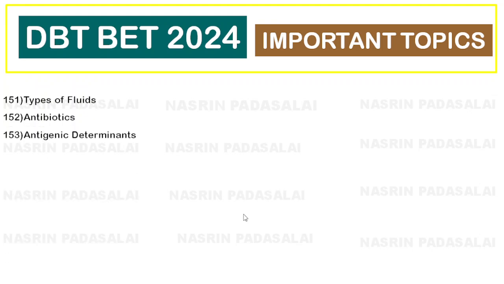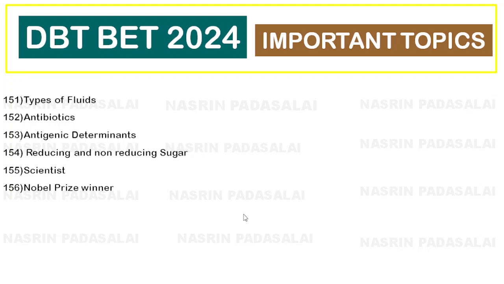Next is antigenic determinants like isotype, idiotype, allotype, like that. Next is reducing sugar and non-reducing sugar. So don't leave out this biomolecule concept. Study more about nucleic acids, proteins, carbohydrates and vitamins. These four are highly important. Next is scientists and their discoveries. Sometimes they will ask who is the father of biotechnology, who is the father of fermentation, who coined the term CRISPR-Cas. Like that, you can expect more questions on scientists and their discoveries. And Nobel Prize winners are again very, very important.